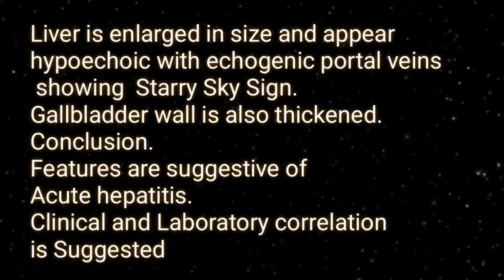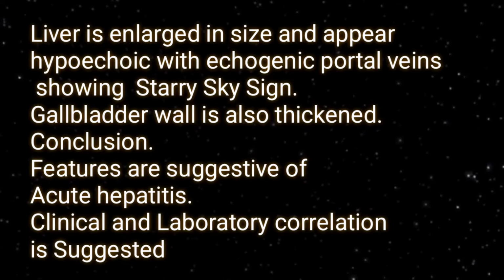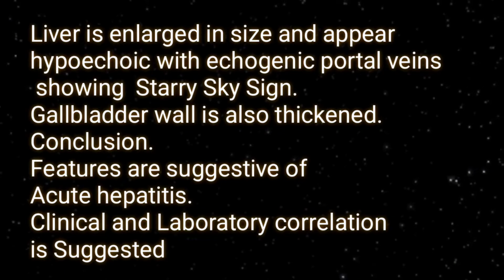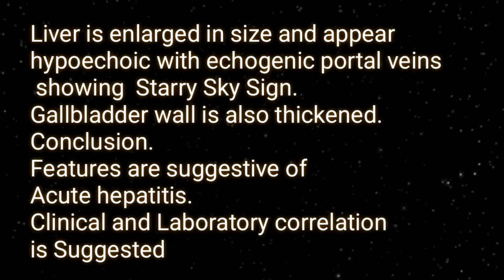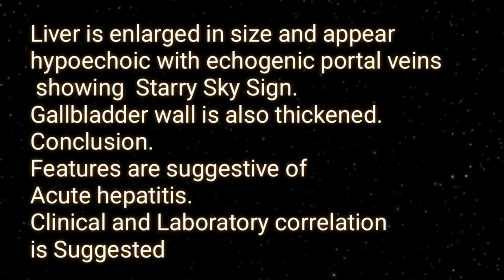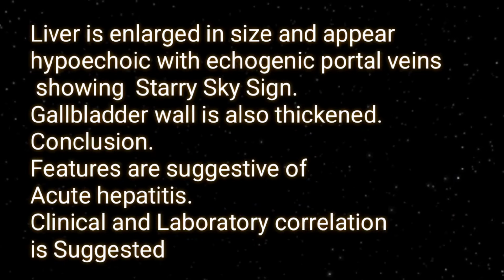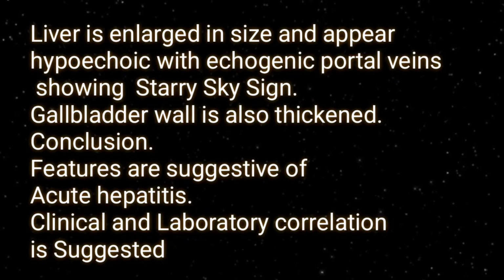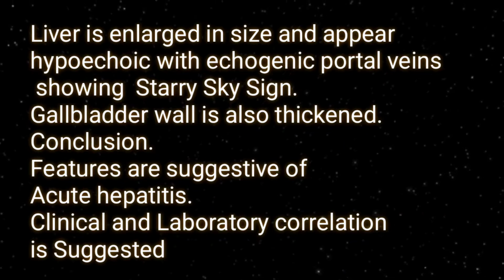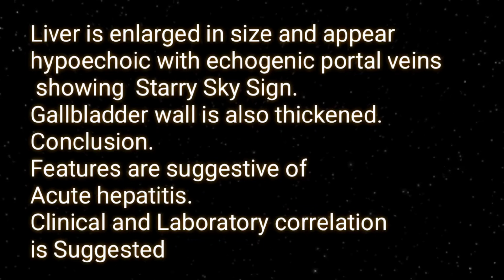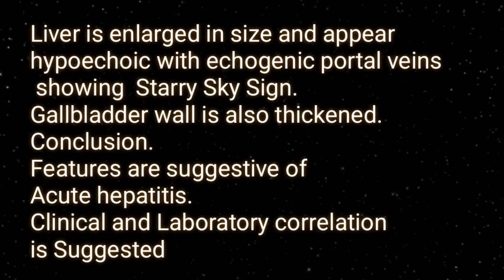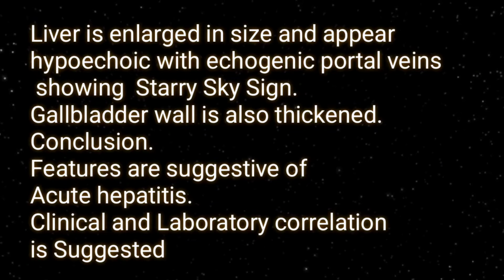While writing the ultrasound report, your report should have all this information: the liver is enlarged in size and appears hypoechoic with echogenic portal veins showing the starry sky sign. The gallbladder wall is also thickened. In the conclusion, mention that features are suggestive of acute hepatitis. Besides this, also mention that clinical and laboratory correlation is suggested. So this would be your classical ultrasound report.